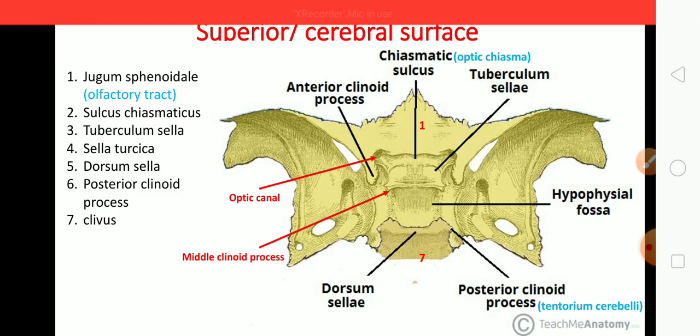And again posterior to the sella turcica is the dorsum sellae. It's a square plate of bone. The superior angles of the dorsum sellae will project laterally into the posterior clinoid process. Now posterior to it is the upper part of the clivus. It is a slope behind the dorsum sellae and it supports the pons. So these are the features of the superior surface from anterior to posterior.